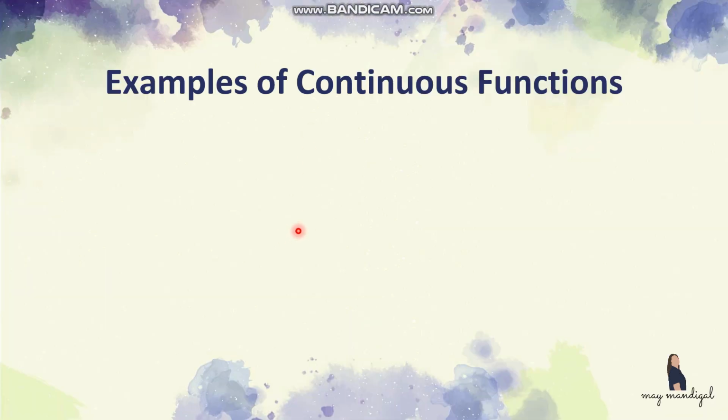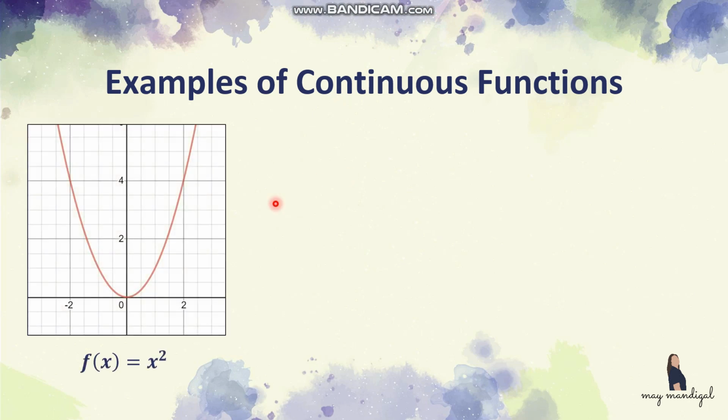So let's have more examples of continuous functions. Let's say we have here f of x equals x squared. This is an example of a continuous function. As you can see, you can trace it without lifting your pen. And our function is defined for any real number. If it is defined for any real number, that means there will be no breaks or holes in our graph. So you can use any value of x that you want and you will still obtain a particular value. Therefore, this function is continuous.